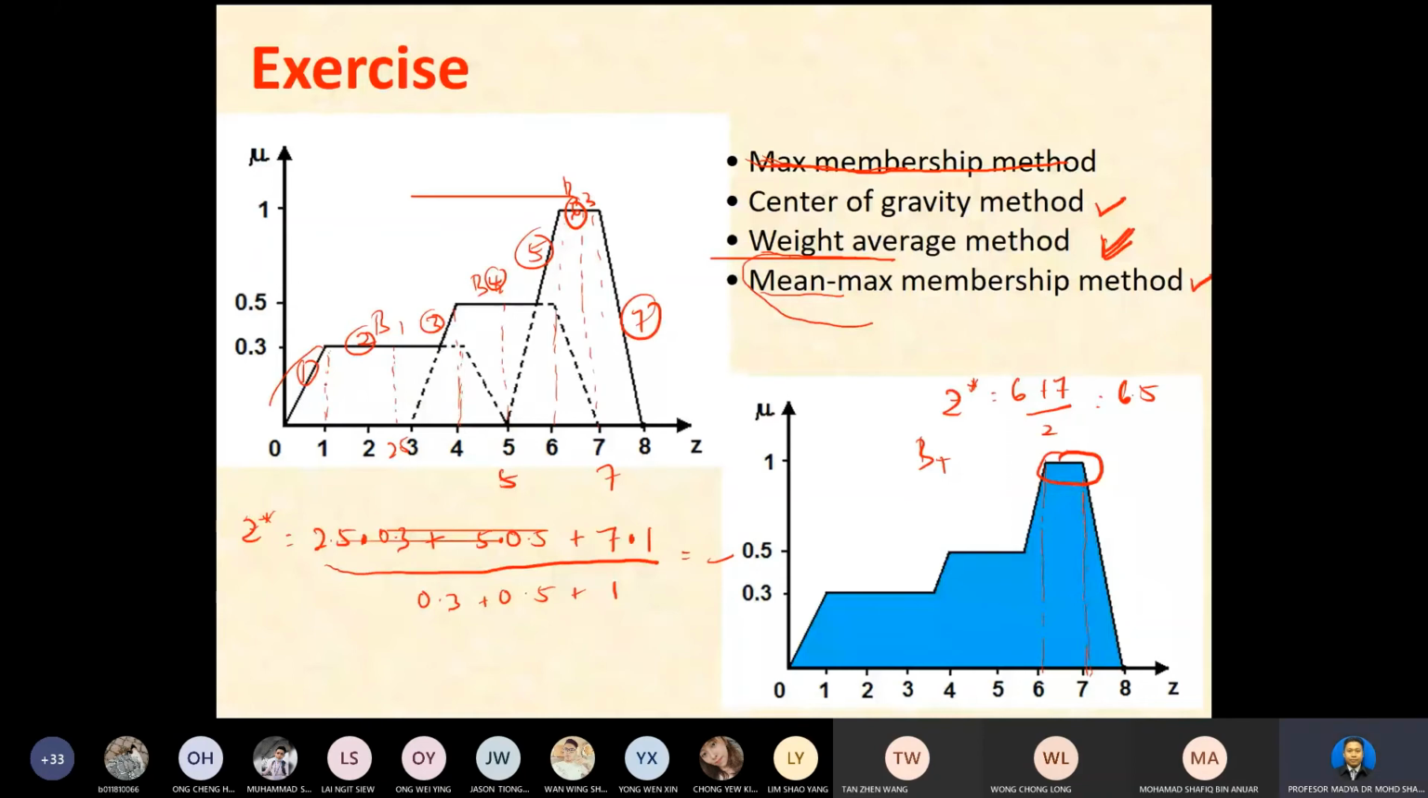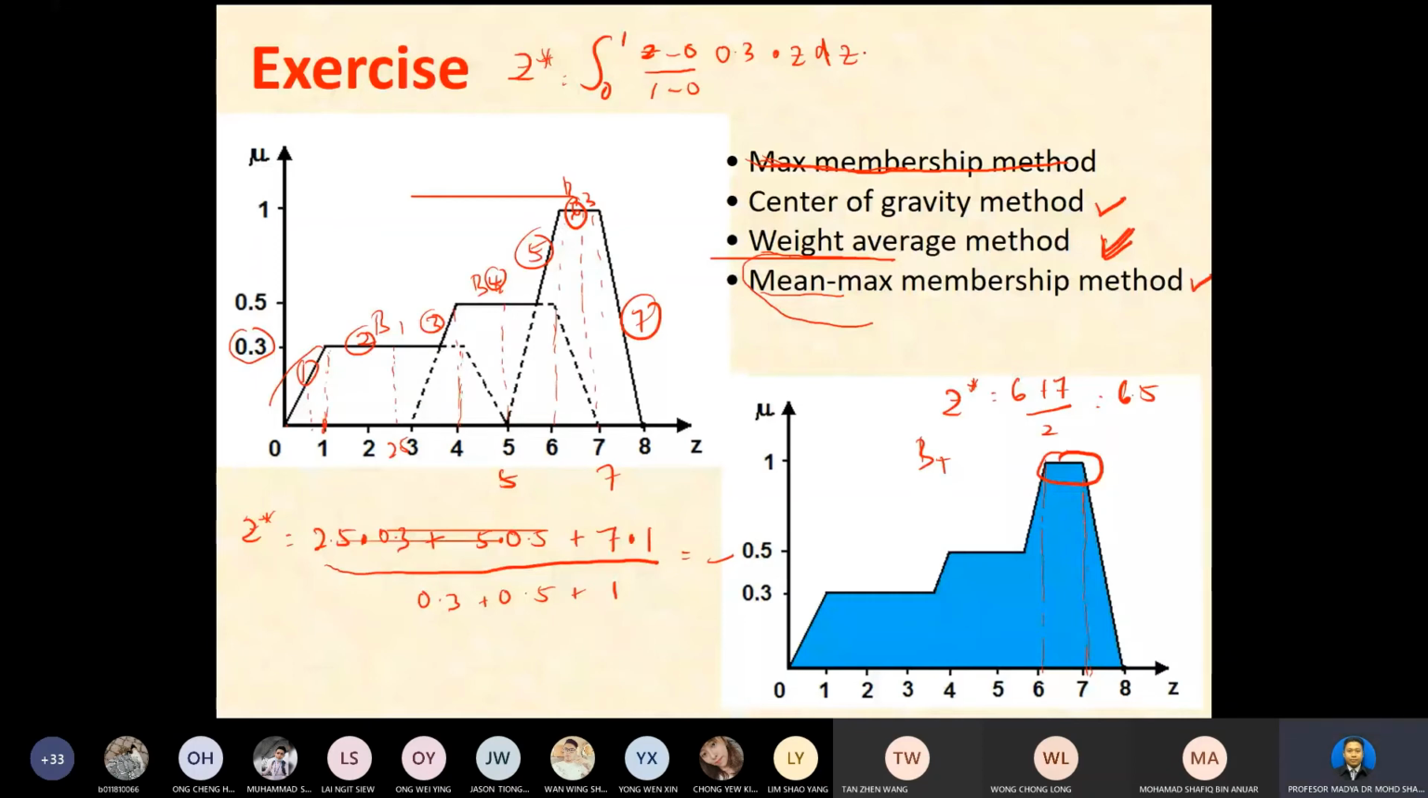For example, to get equation 1, this is integration from 0 to 1, from this one to this one. So the equation here is z minus 0, over 1 minus 0, multiplied by 0.3, because the membership value here goes up to 0.3, multiplied by z dz. So this is for equation number 1.